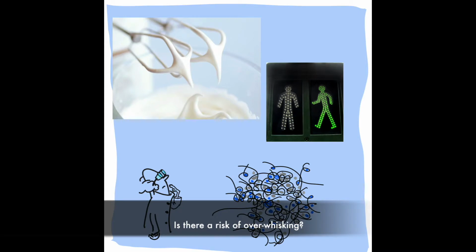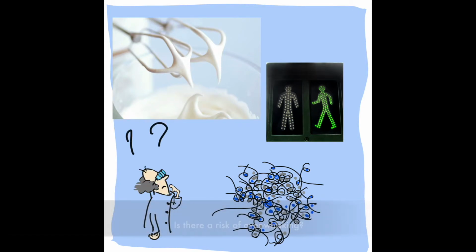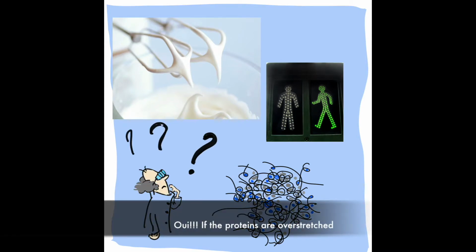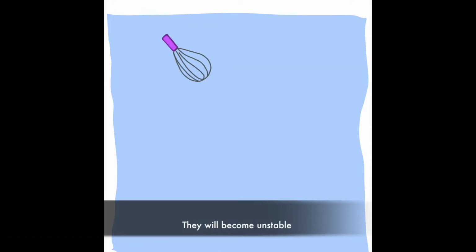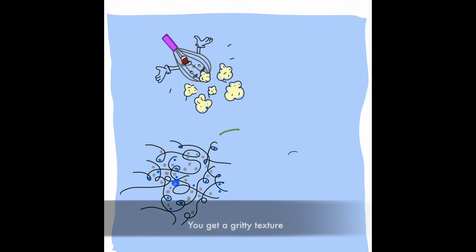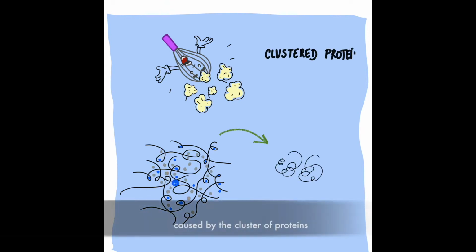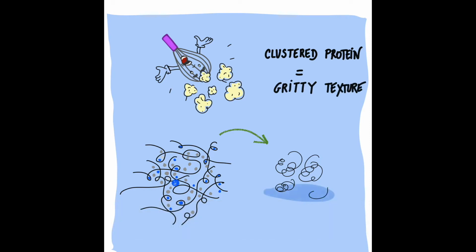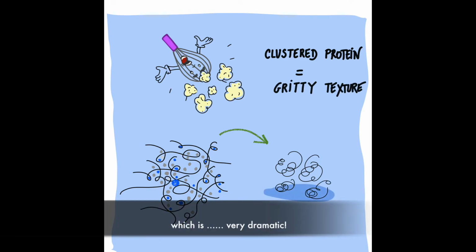Is there a risk of over-whisking? Mais bien sûr! If the proteins are overstretched, they will become unstable. The water is no longer properly trapped in the network. You get a gritty texture caused by the cluster of proteins, which is very dramatic.